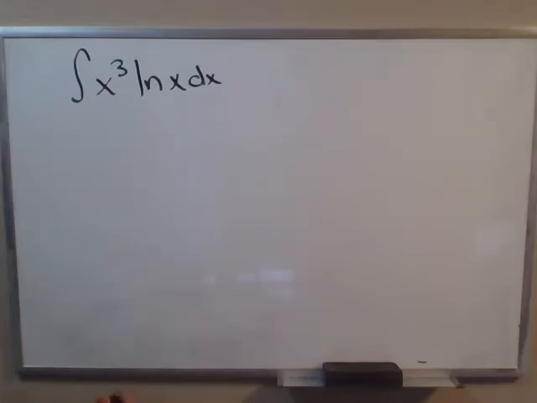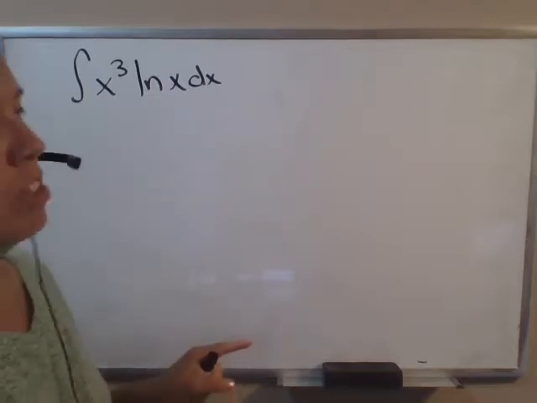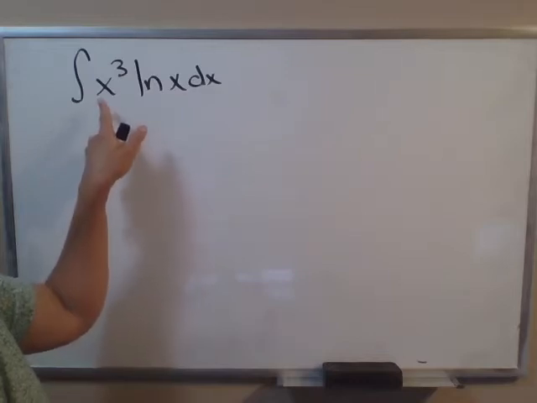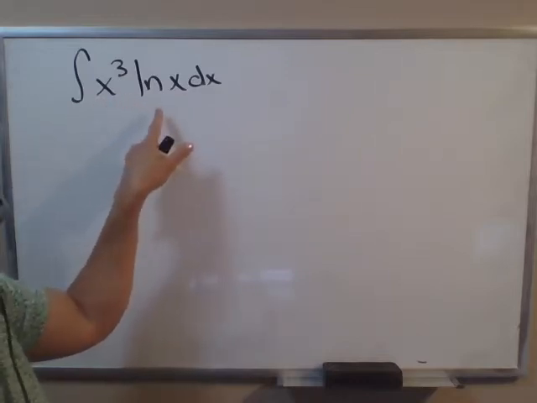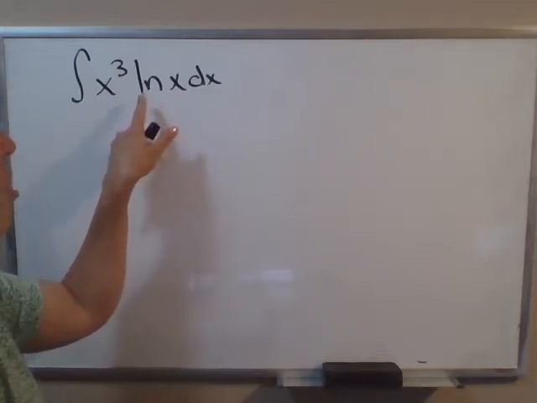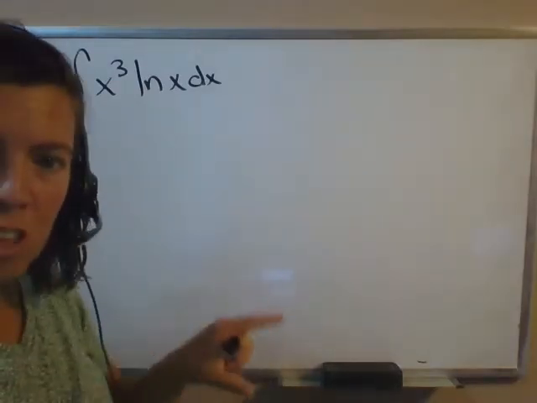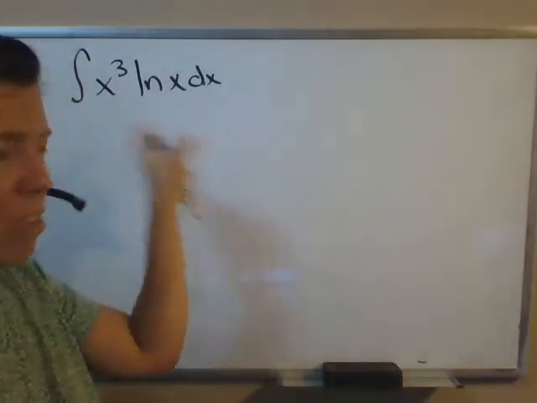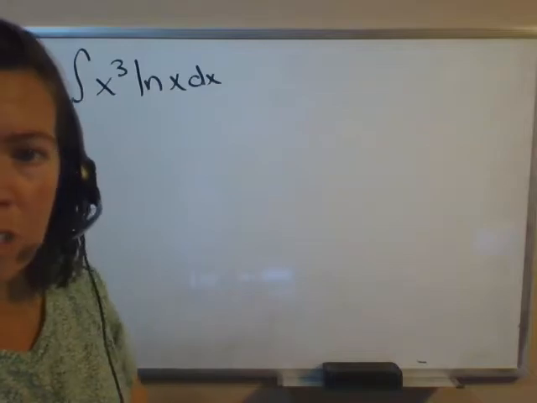In this example, we're asked to integrate x cubed times natural log of x. The thing to notice here when you're getting started is that you've got a product of unrelated functions. We've got a product of two functions where a u substitution is not going to work. One part of this product has nothing to do with the derivative of the other part.